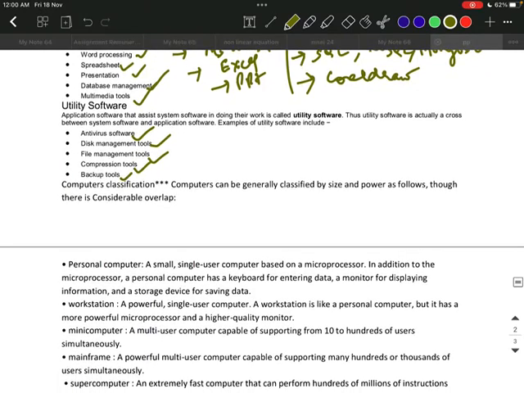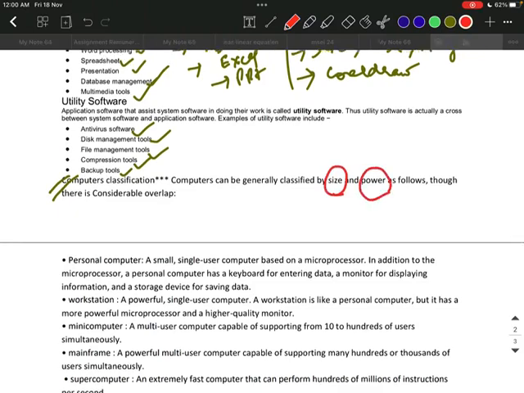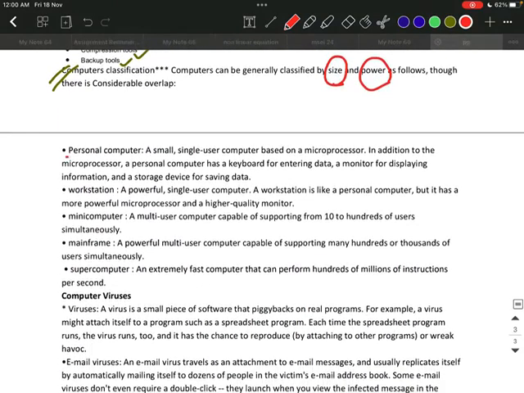Then the next topic is the classification of computers. So, depending upon the size and the power, we can have a variety of computers. We can have personal computer, workstation, mini computer, main computer, and supercomputer. Personal computer is a small computer based on a microprocessor. Workstation is a single user computer just like a personal computer, लेकिन इसमें थोड़ा सा ज़्यादा पावरफुल प्रोसेसर लगा होता है.